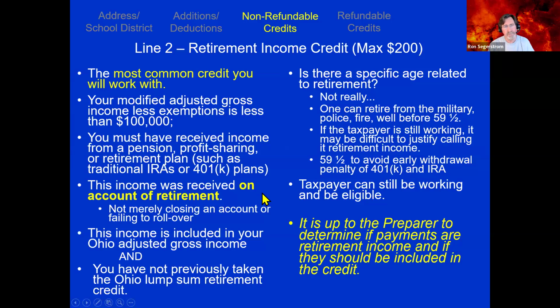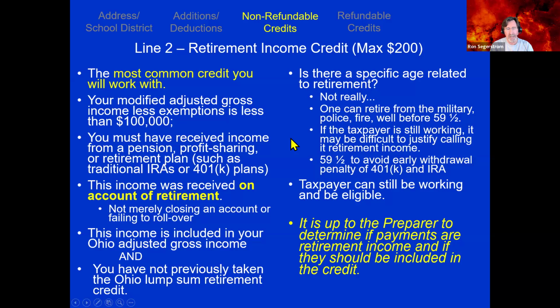Okay. So we're going to get to line 2, the retirement income credit. This is probably the most common credit we're going to work with. It's for people that make less than $100,000 a year. They must have received income from a pension, profit sharing, or retirement plan, and this income was received on account of retirement.